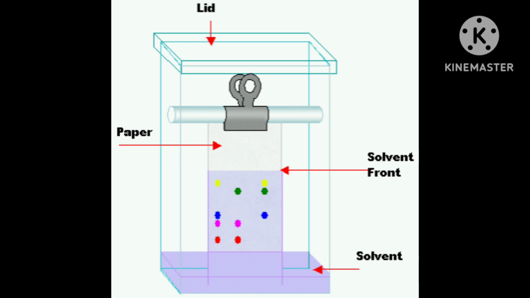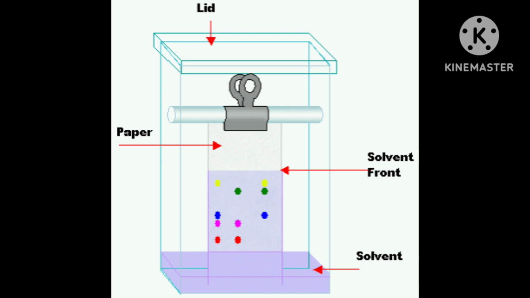After that, this paper having a mixture of compounds, we will dip in the solvent. Suitable solvent, you have to dip it, suspended in a suitable solvent or a mixture of solvents. This solvent acts as a mobile phase. Its role has come. And after that, you know what will happen. The solvent rises up the paper by capillary action and flows over the spot.